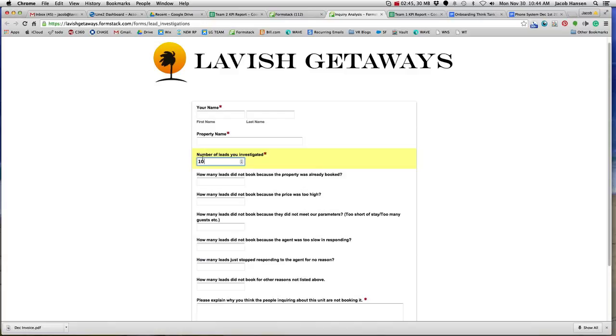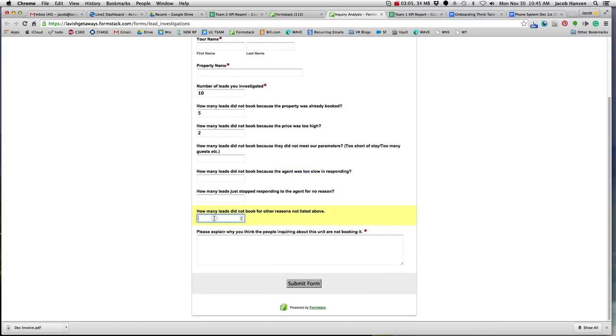Let's say we investigated 10 of them, 10 of those 31. Well, you go and you look through those 10 different inquiries that came in, and you figure out what happened to them. What was the end result? And you find out, oh, well, 5 of them didn't book because the property was already booked. And then you find out that another 2 of them said that it just wasn't in their price range. And then another 2 of them just stopped responding to the agent for no reason, and then there was one of them who didn't book because they had too many guests, and so they couldn't get booked.